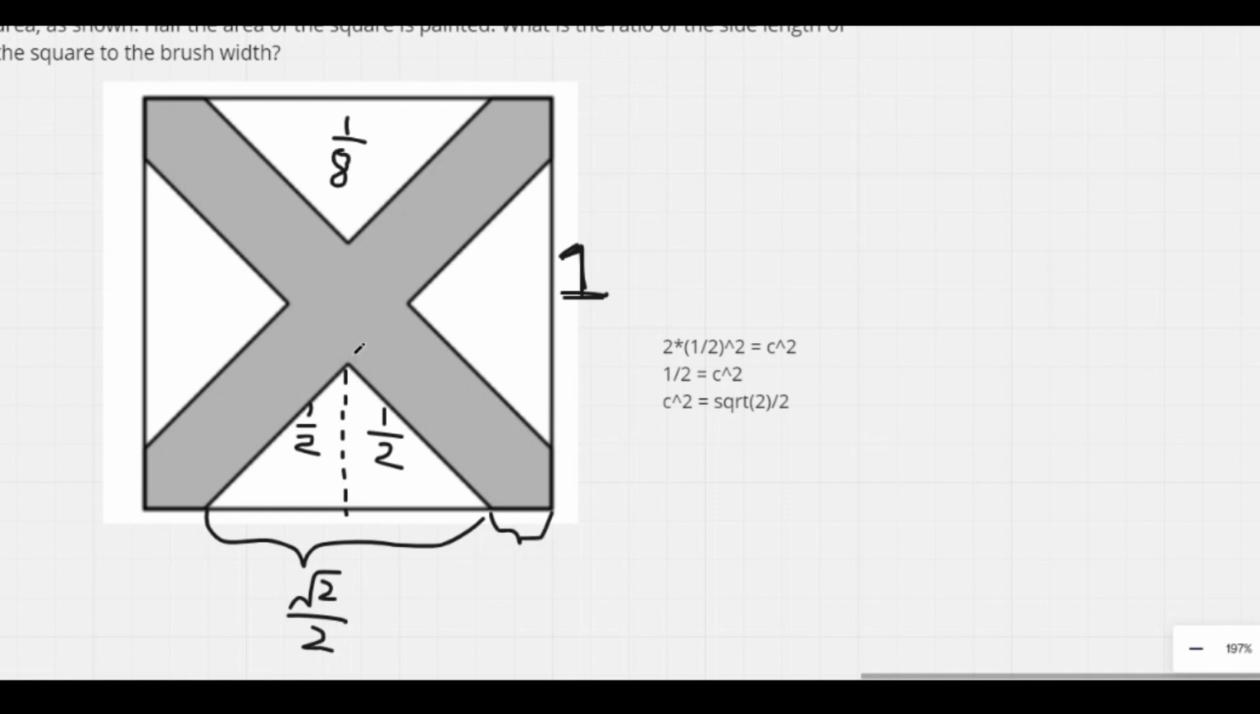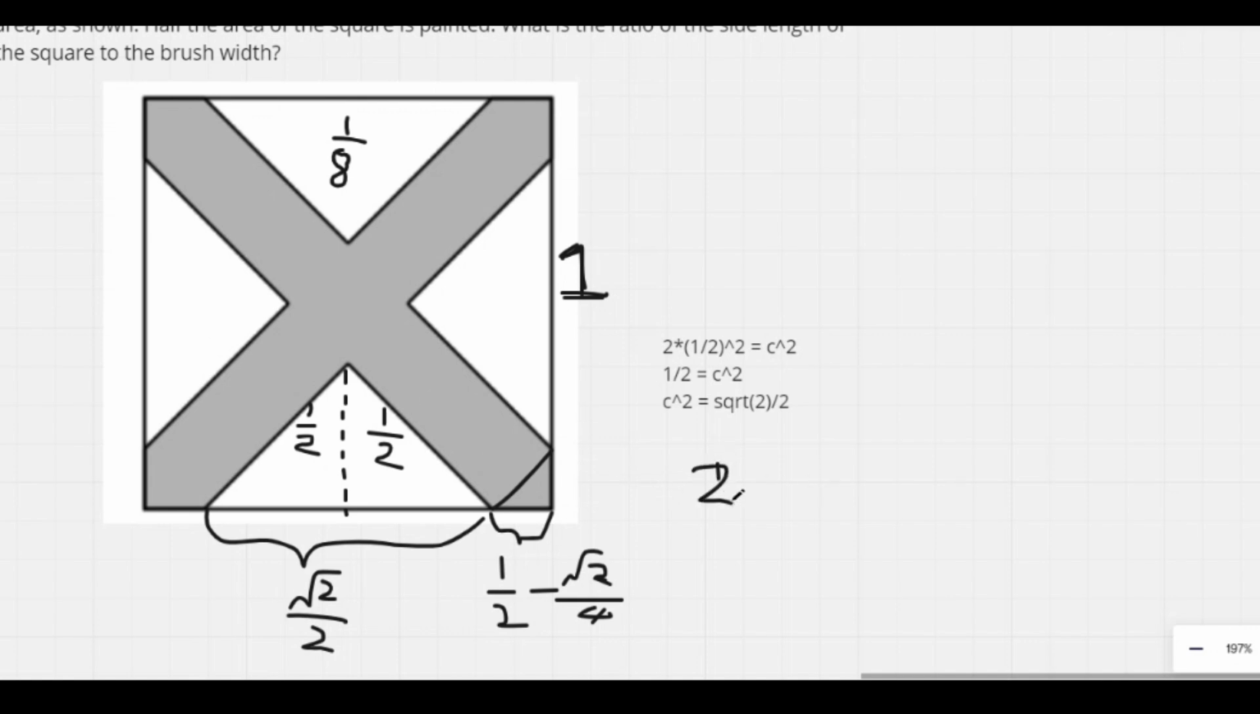And since this dotted line cuts this side into half, that means this side will be 1/2 minus square root of 2 over 4, because it's just half the square length minus half of the hypotenuse length, which is square root of 2 over 4. And then we could draw this triangle right here, which is the width of the brush. And then we'll just use the Pythagorean theorem again.